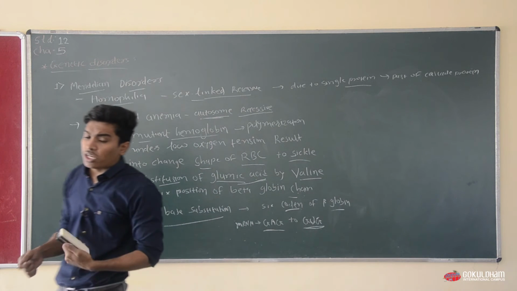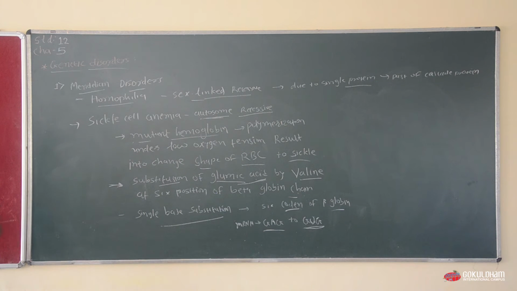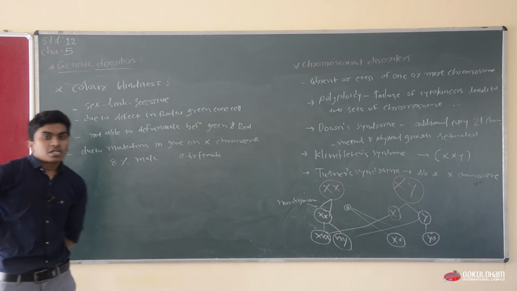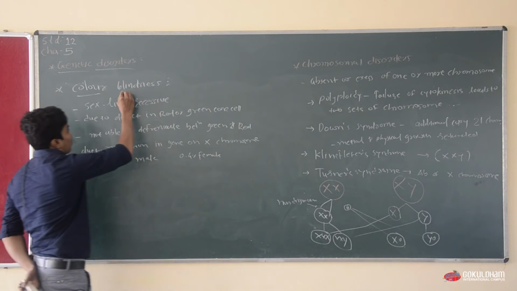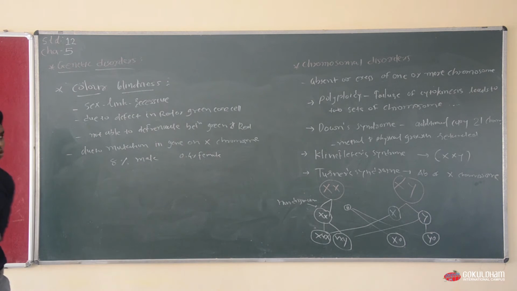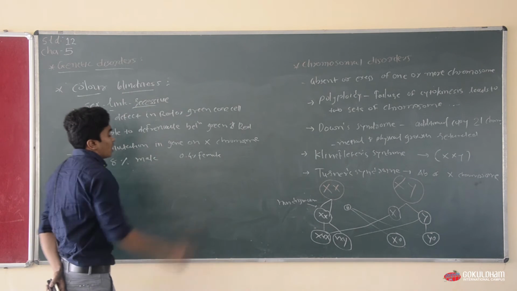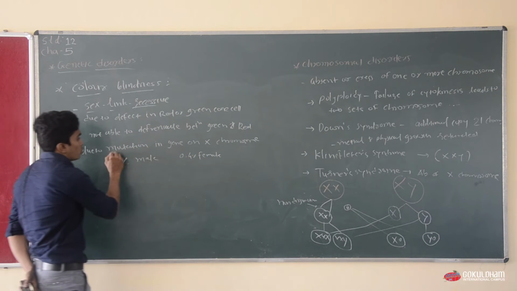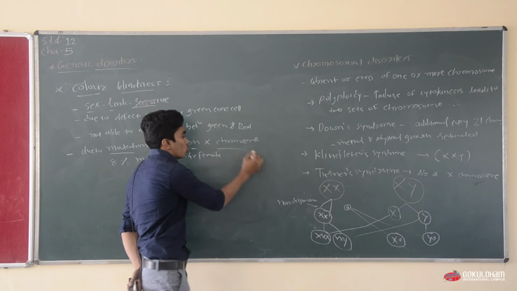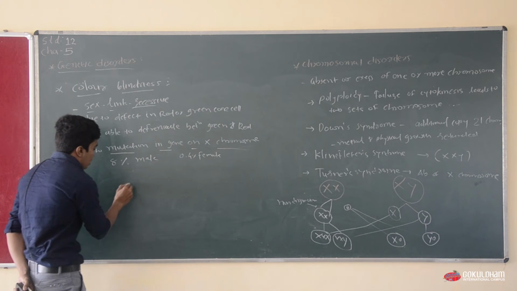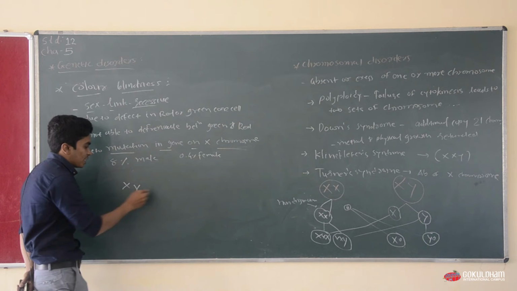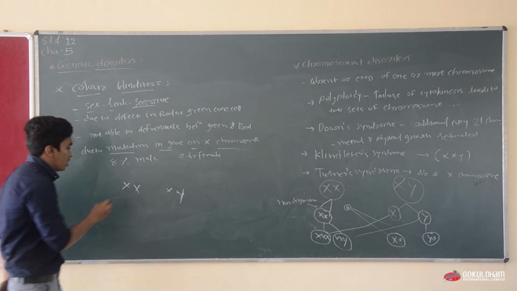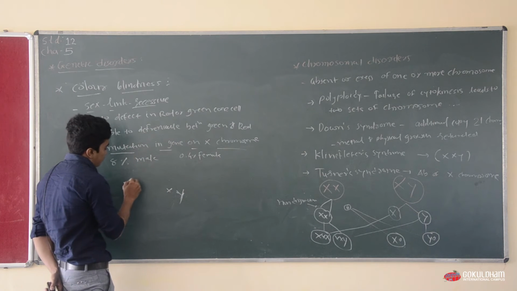Now the third disorder is color blindness. So let us see color blindness. So next is color blindness. It is also a sex-linked recessive disorder which occurs due to mutation in a gene on the X chromosome, which means this is the sex chromosome, X and XY. So this disorder is present on the X chromosome.